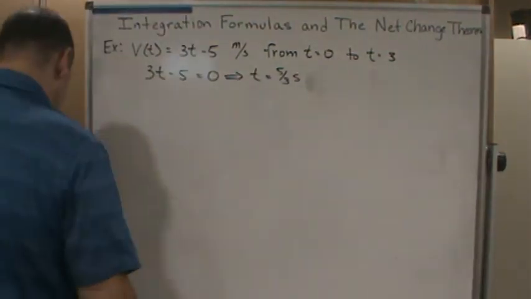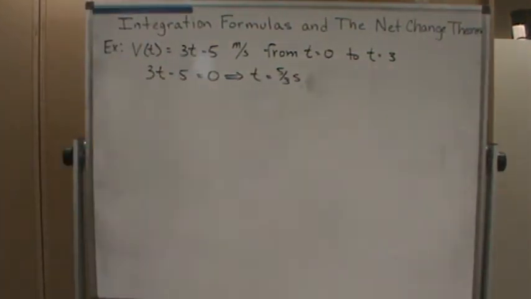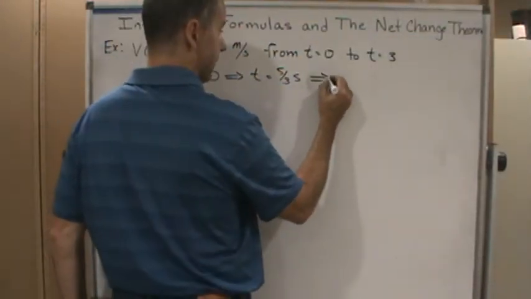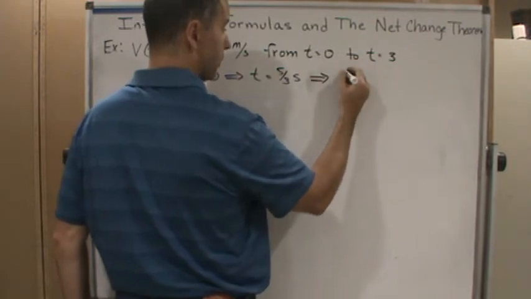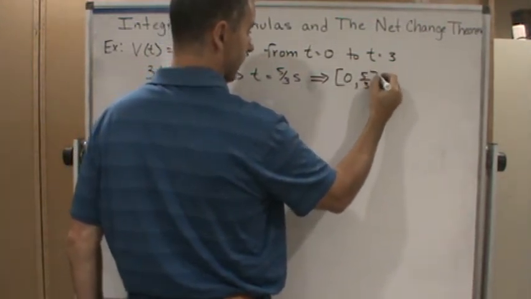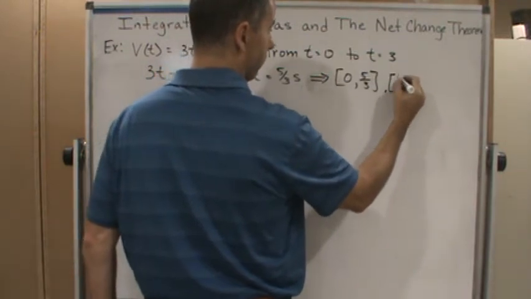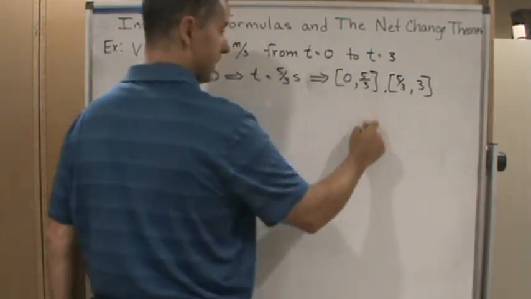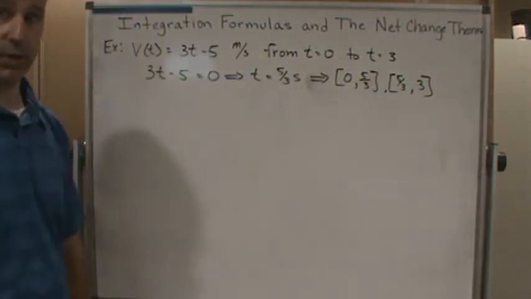So now, guess what? That's where I'm going to split up my integral. I'm going to have to take my interval from 0 to 3 and split it up into two intervals: 0 to 5/3 seconds and 5/3 to 3 seconds. Okay, because that's where it changes direction.